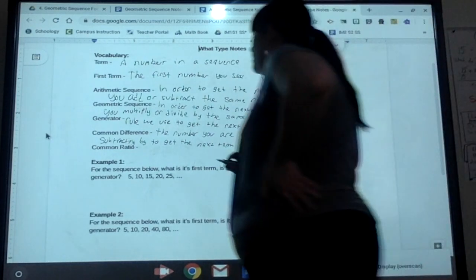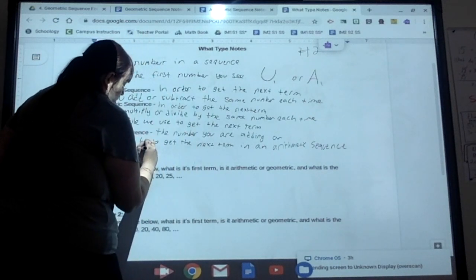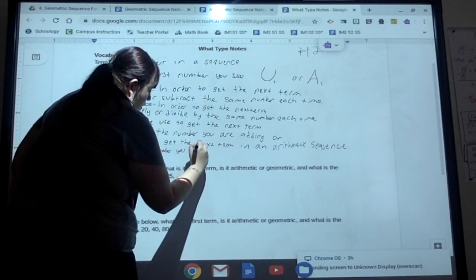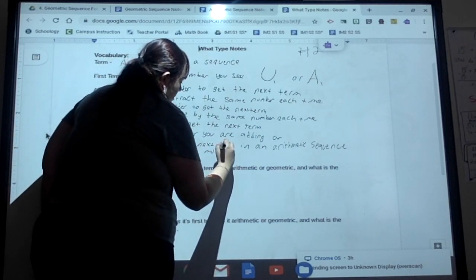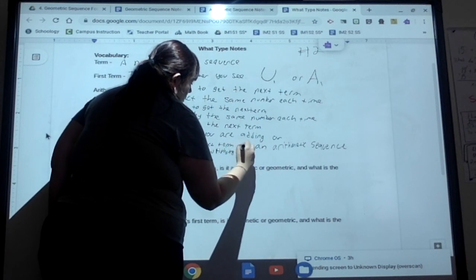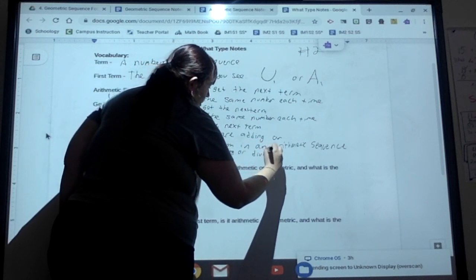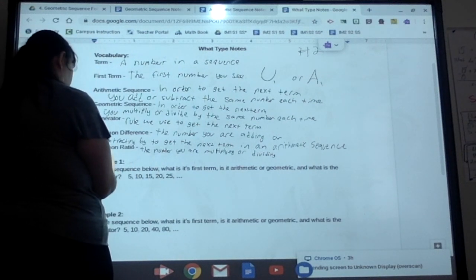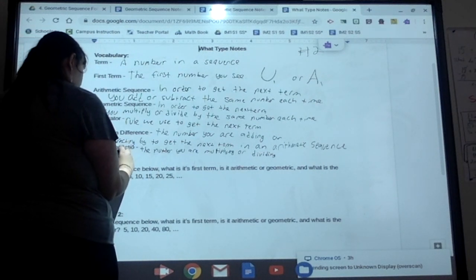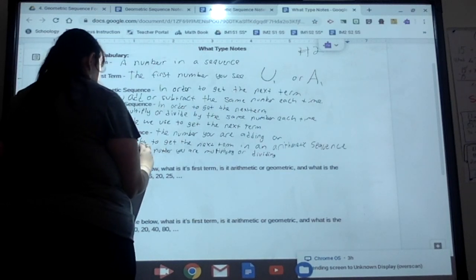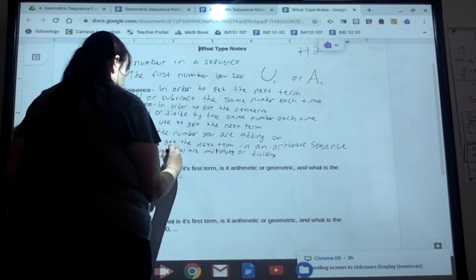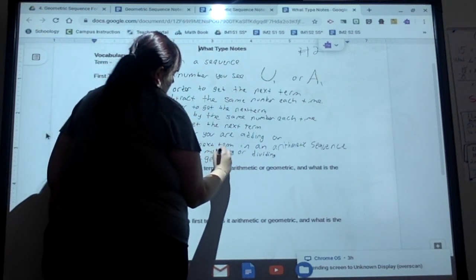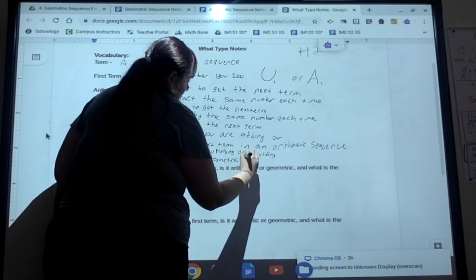So I'm going to write that down. The number you are multiplying or dividing by to get the next term in a geometric sequence.